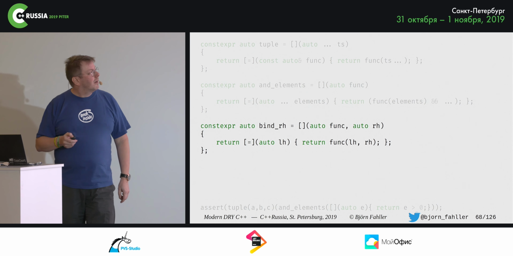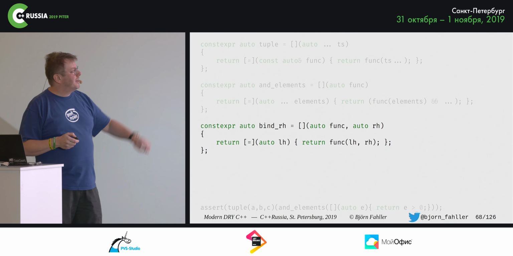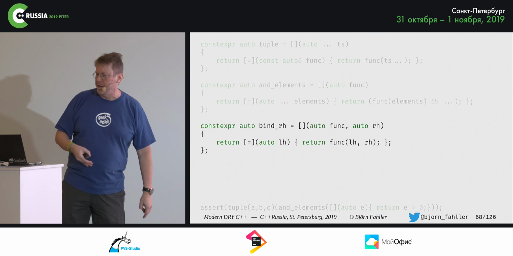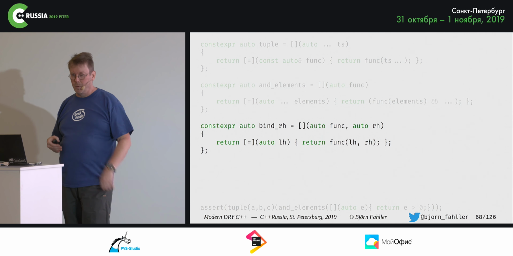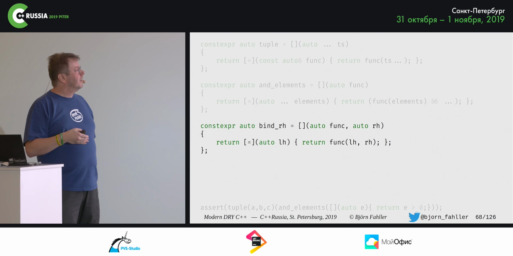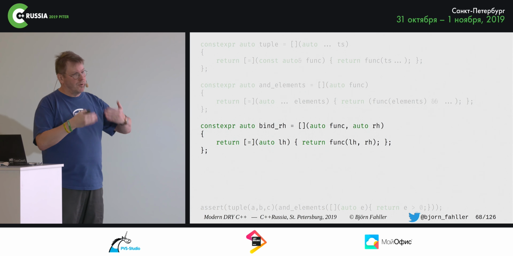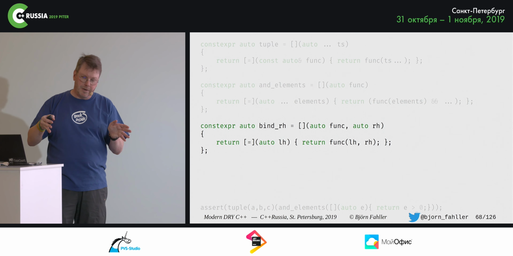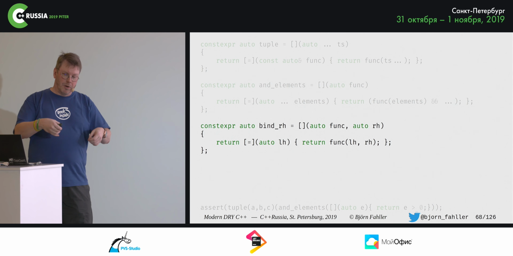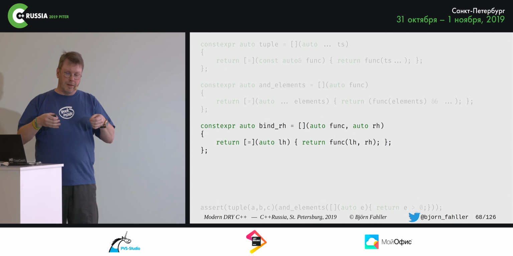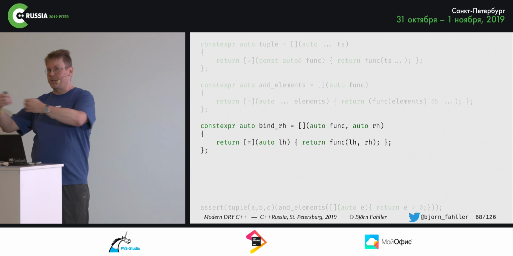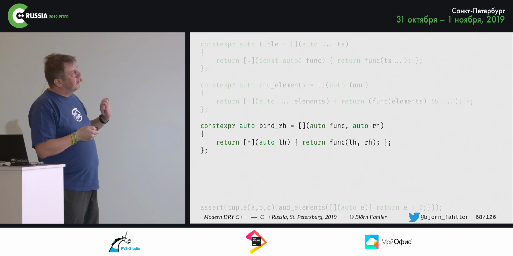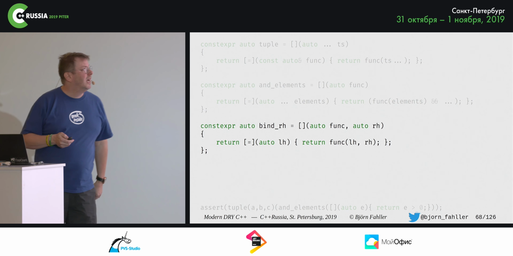And then I have a bind RH for right hand. The C++ standard library will hopefully get a higher order function, bind front, that takes a function and a number of parameters that it binds. And then when you call it, it will call the function with the bound parameters and the extra ones that you add to the call. But it lacks one for binding to the back.